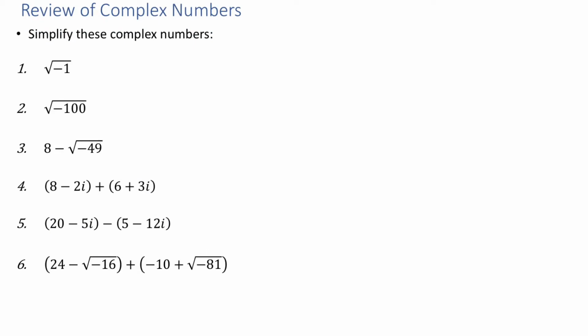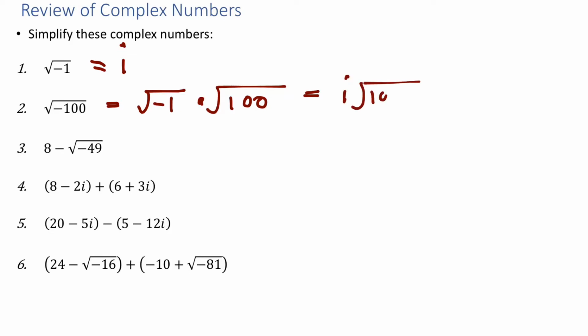So looking at this first item, number 1, this is the square root of -1. Well, this is the definition of i. So that's defined as i, the imaginary unit. So then looking at number 2, we can simplify this as the square root of -1 times the square root of 100. So that's equal to i times the square root of 100. And we're talking about the principal square root of 100, so we're not going to put pluses and minuses on these in this context. So this would just be i times 10, or we would write 10i.